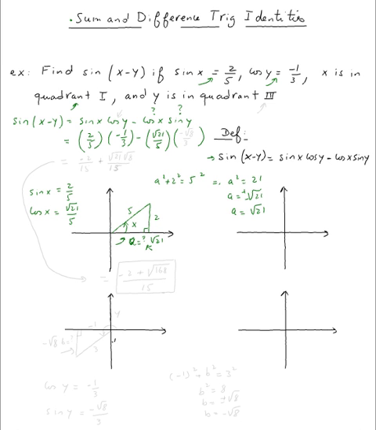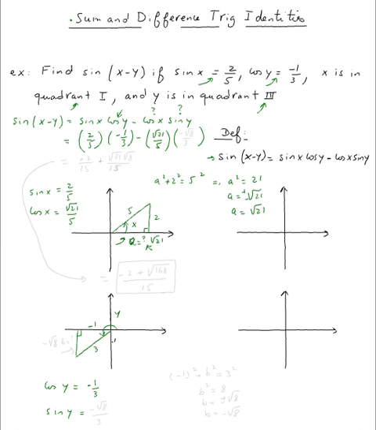Now what about sine of y? We need to use the fact that we know cosine of y. So let's do it here. We know that cosine of y is equal to negative 1/3. What else? We know that y is in quadrant 3. So here's y. Y is in quadrant 3. So cosine is equal to negative 1 over 3, and we want to find sine of y.